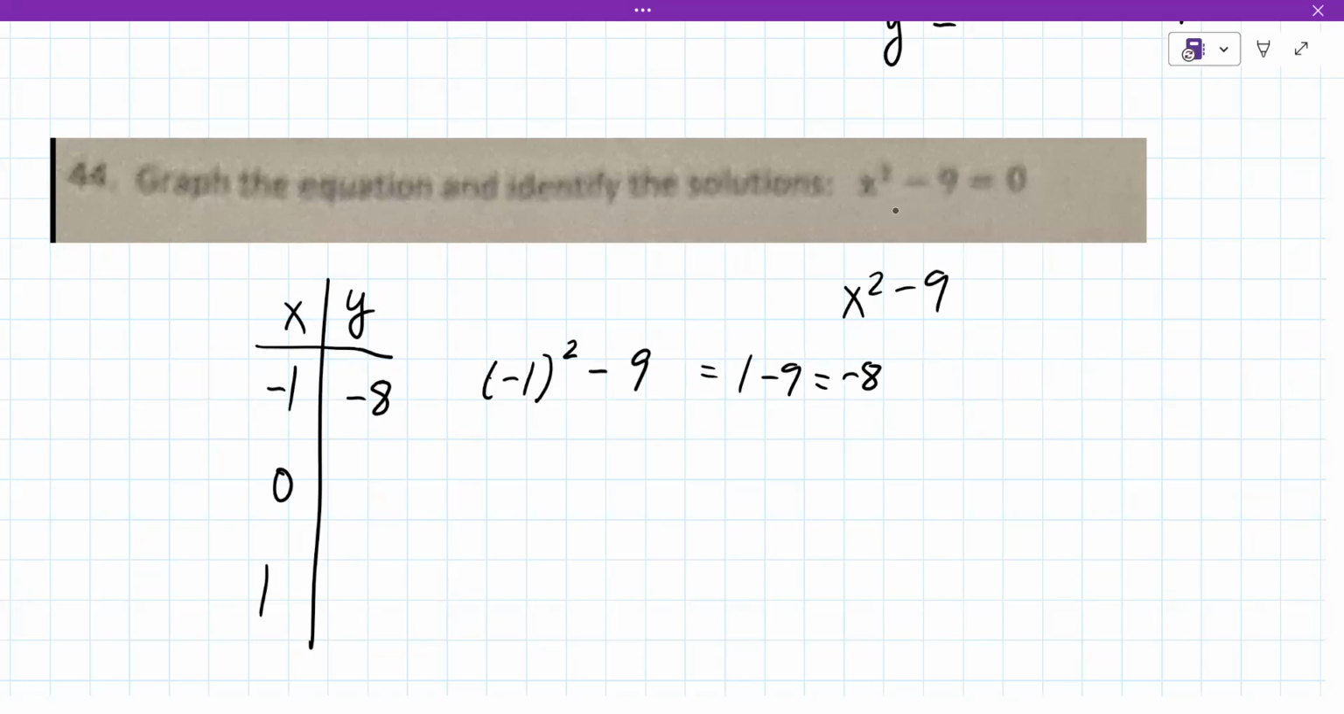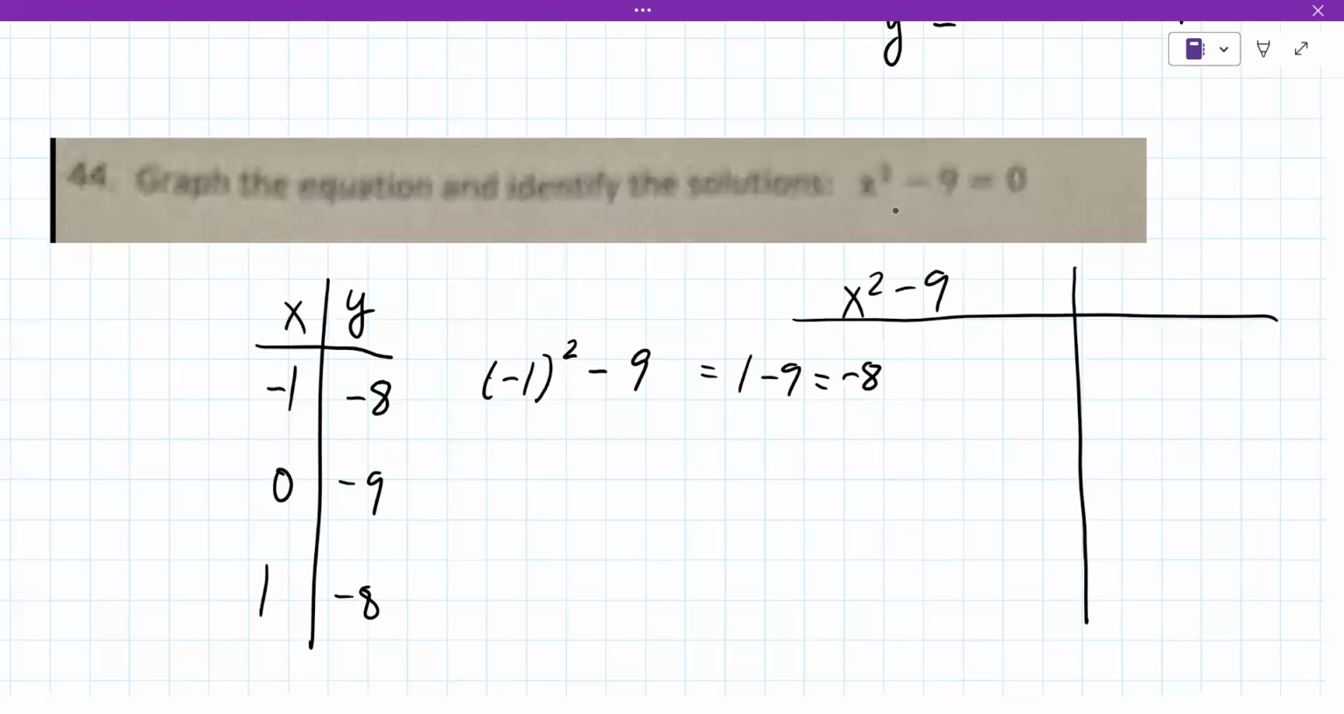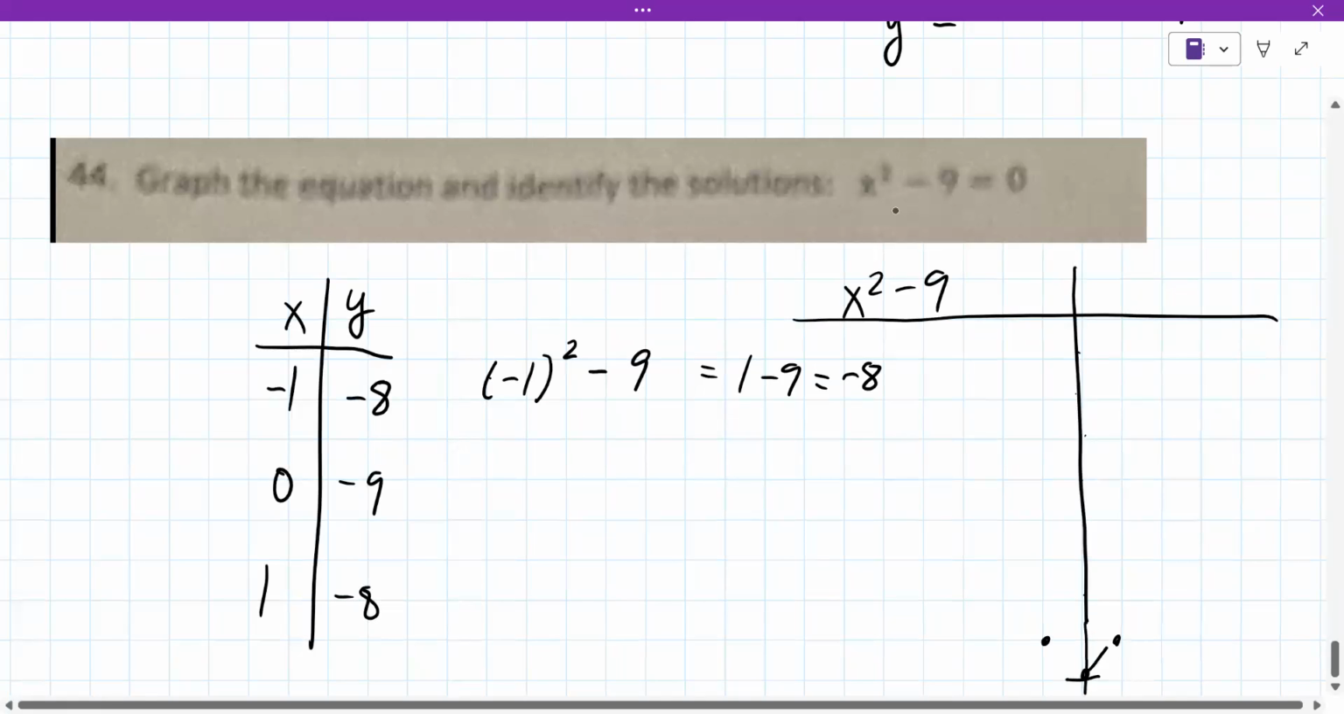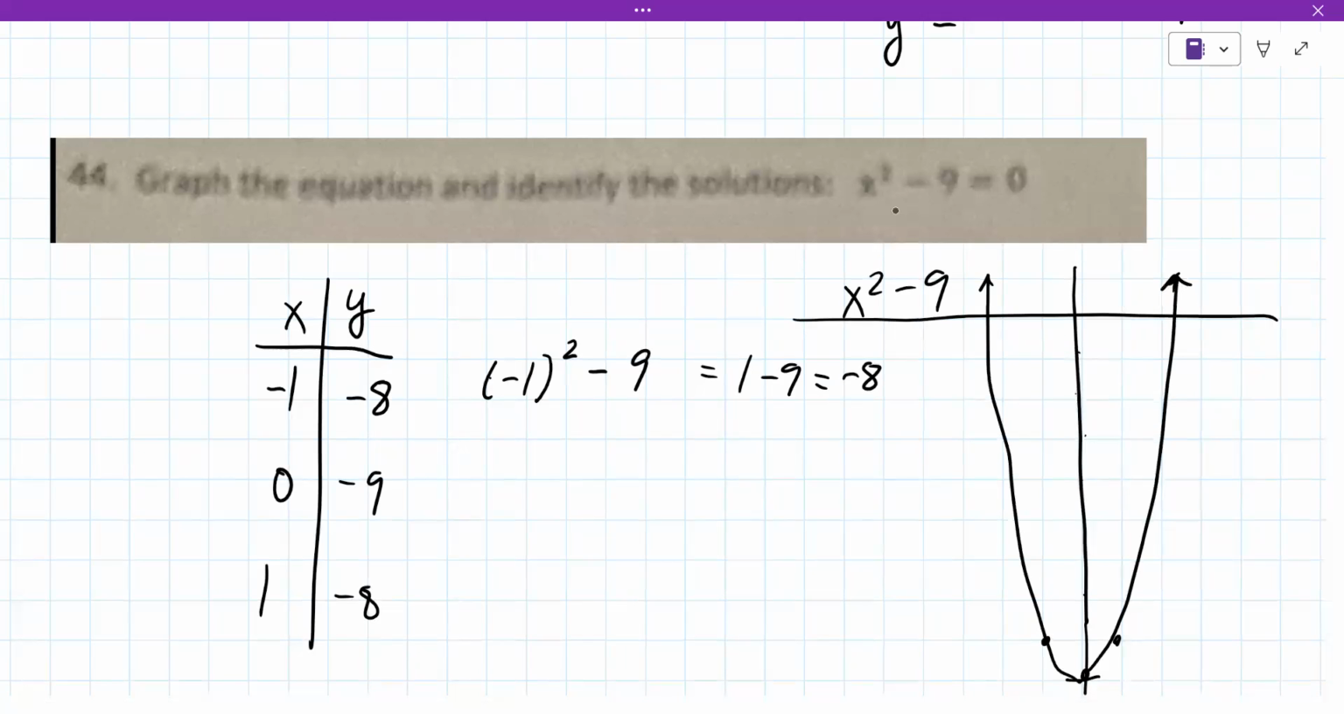So the next one would be -9. Yes. And then the next one would be -8 again, I think. You got it. So the really rough sketch of this thing is 0, -9, 1, 2, 3, 4, 5, 6, 7, 8, 9. It's going up and up like that. Okay. Now this is not to scale, but it's going up.